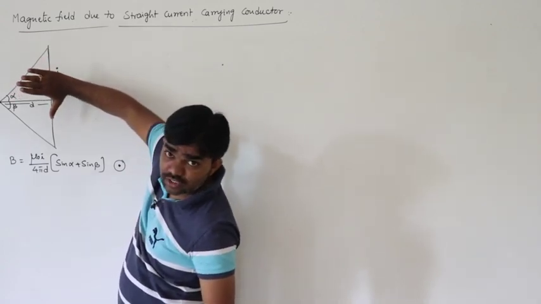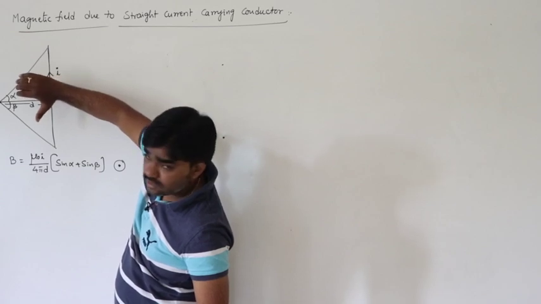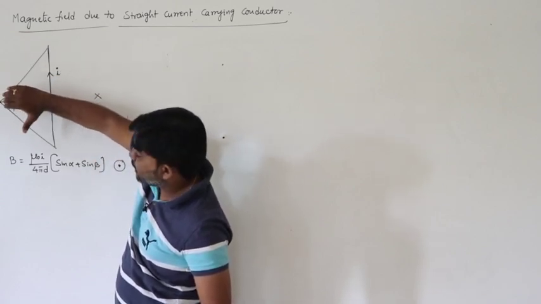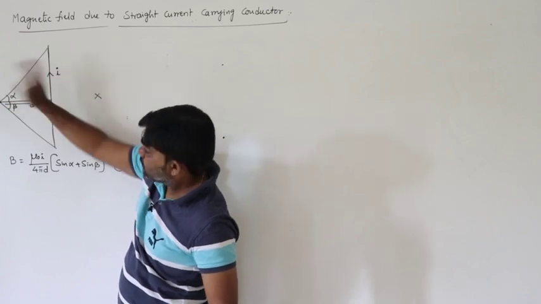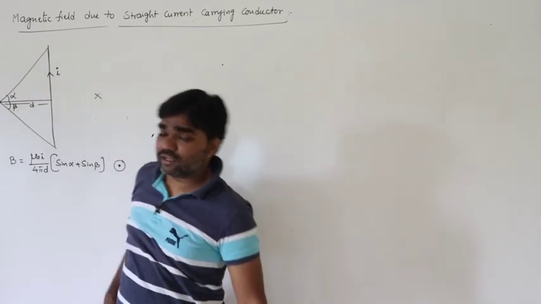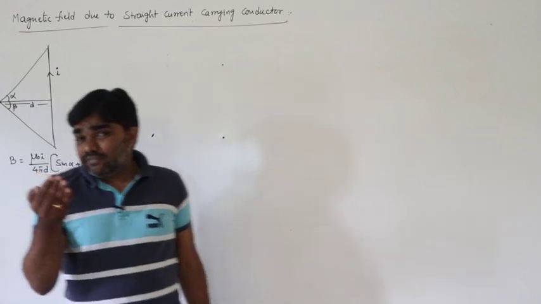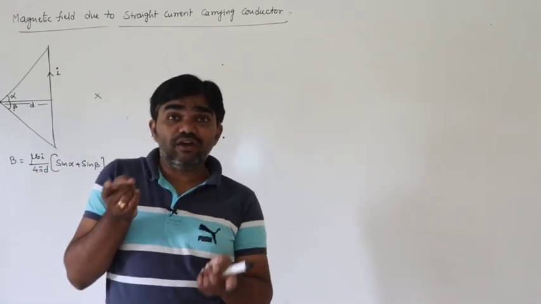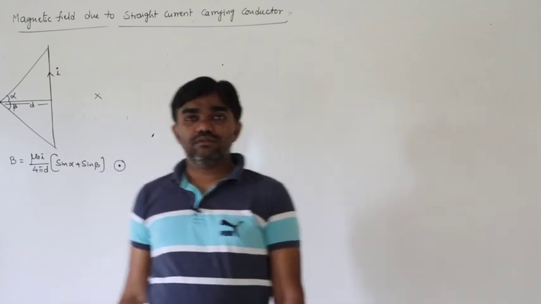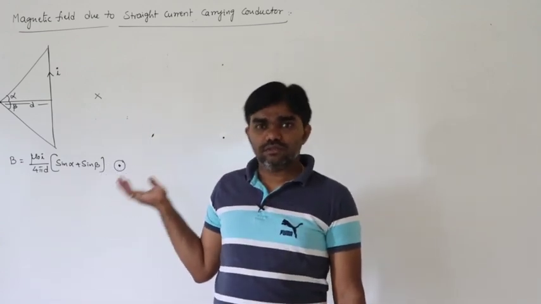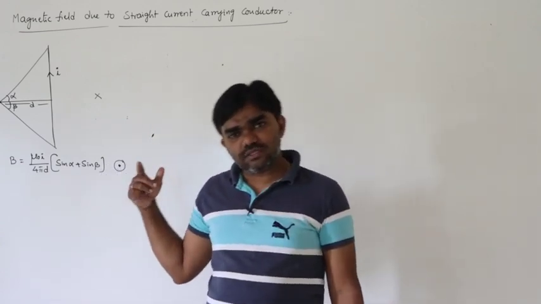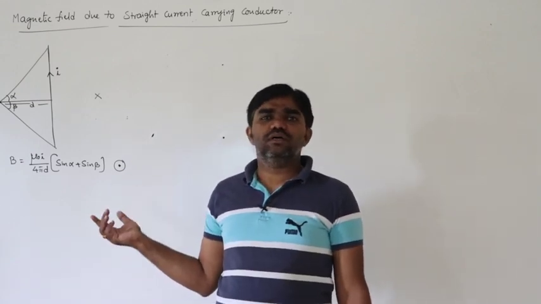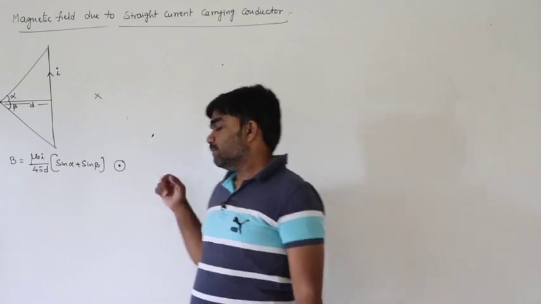Thumb indicates the direction of the current, curling of the fingers. So that means on this side the direction of the magnetic field is inwards, and on this side the direction of the magnetic field is outwards. That means if the direction of the current is reversed, the direction of the magnetic field is also reversed. So if it is inwards, in the next case outwards. If it is outwards in the previous case, in this situation it is inwards like that.